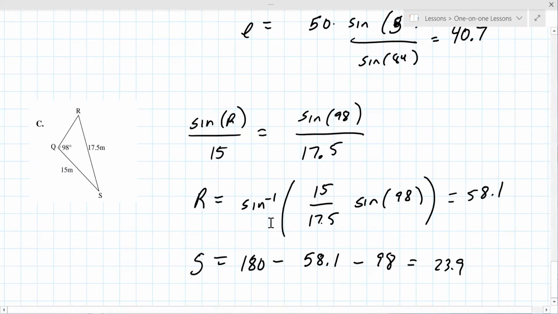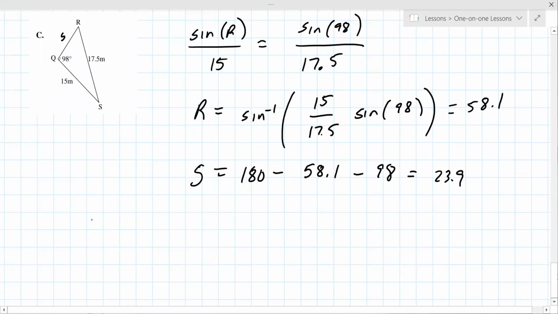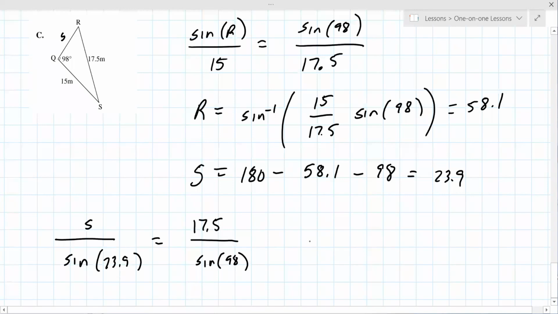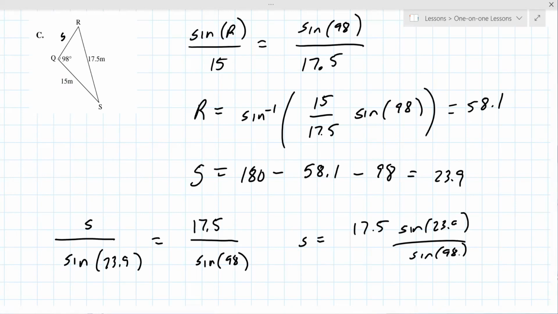Now to find the other side, this is where you have to use law of sines again, but we're trying to find little s. So little s over sine of the angle of s, which is 23.9, equals, you can use another side pair, but I recommend using the given information. So 17.5 over sine of 98. So s is equal to 17.5 sine 23.9 over sine 98. And that's going to be 7.16 meters.